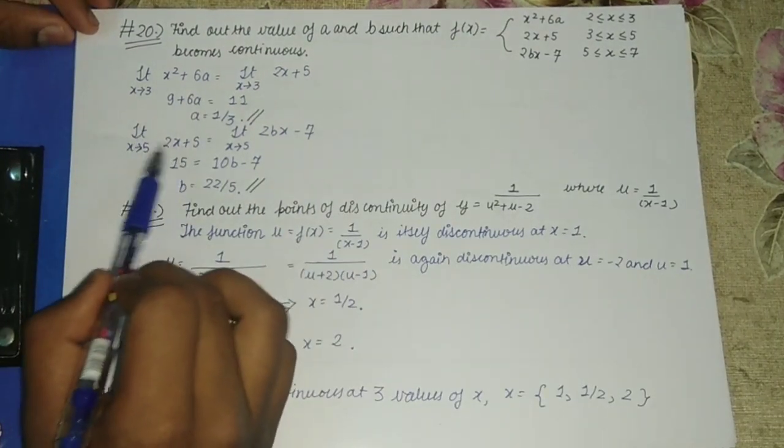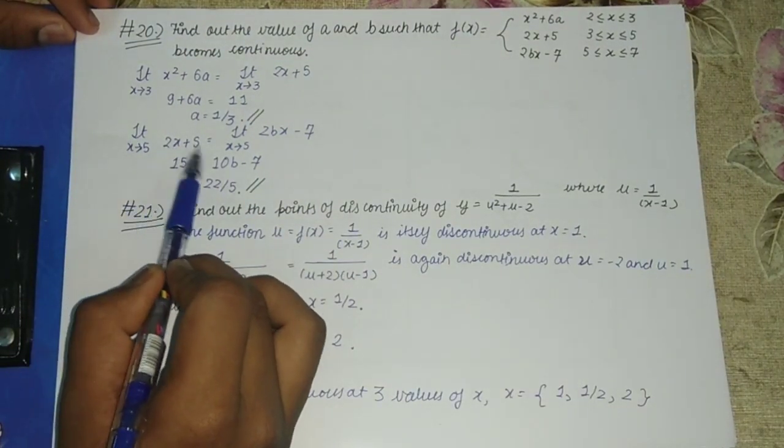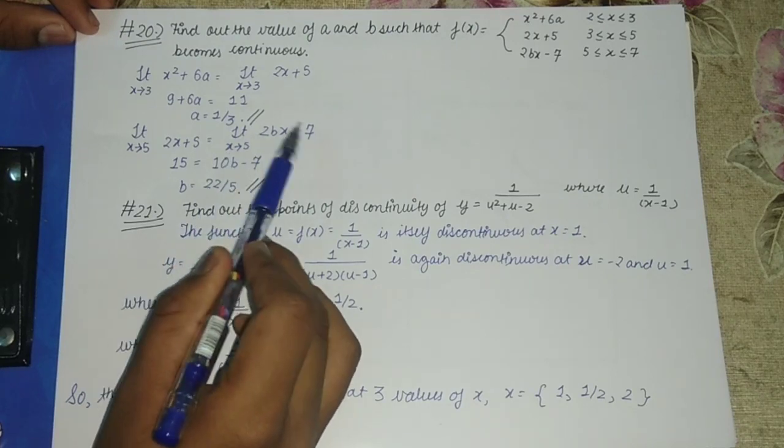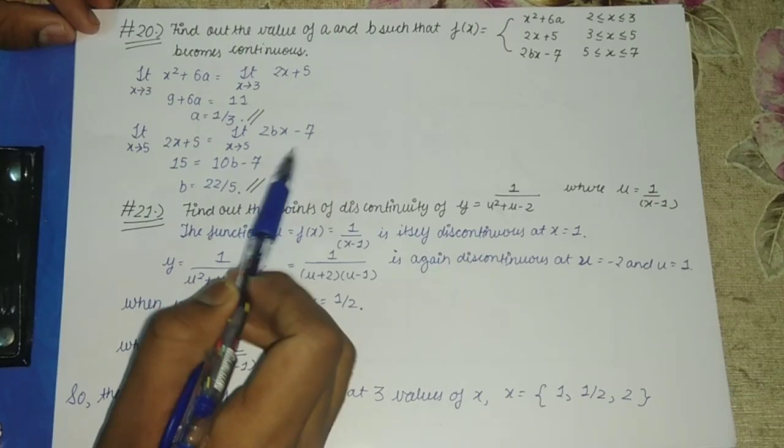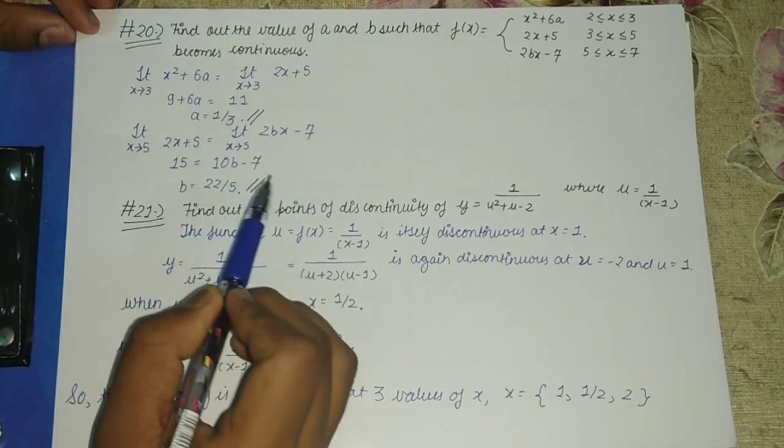The left hand limit at 5 is equal to limit x tending to 5 of 2x plus 5, which is equal to limit x tending to 5 of 2bx minus 7. This is the right hand limit. So after solving we get 15 is equal to 10b minus 7. So the value of b comes out to be 22 by 5.